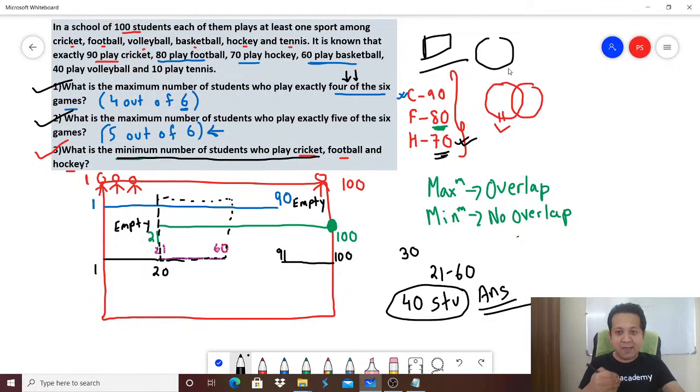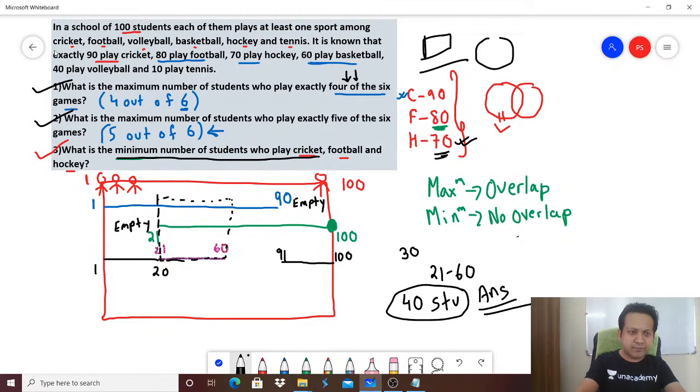So I believe I have made sense out of it. Please practice more questions. It need not be a 6-set Venn diagram. It need not be a 5-set Venn diagram. Even for a 3-set maxima minima Venn diagram, you can apply the method that I just showed you. To summarize: if it is maxima, draw the lines in such a way that they overlap. If it is minima, draw the lines in such a way that they do not, I repeat, do not overlap. Got it?